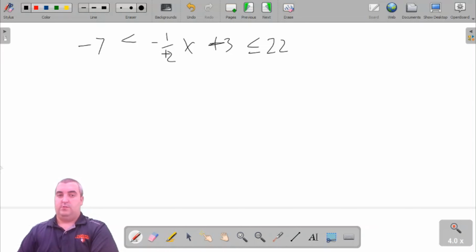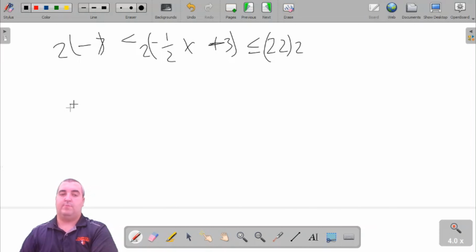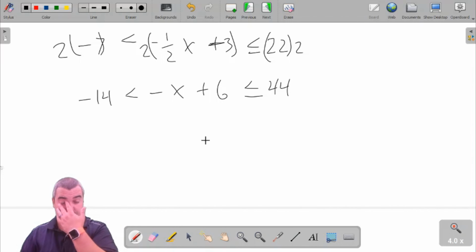So we have a nice little fraction here. If you don't want to deal with the fraction, even with this compound inequality, you could still multiply everything by 2. Okay, so multiply by 2. Oops, pretend that wasn't through the 7. Multiply that by 2 and multiply that by 2. So we get negative 14 is less than negative x plus 6 is less than or equal to 44.